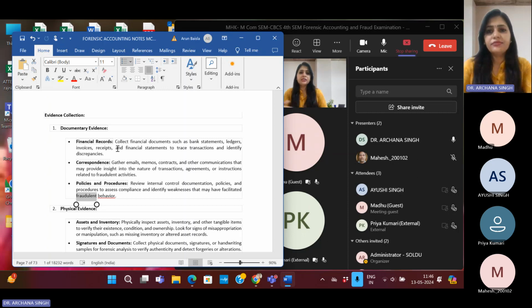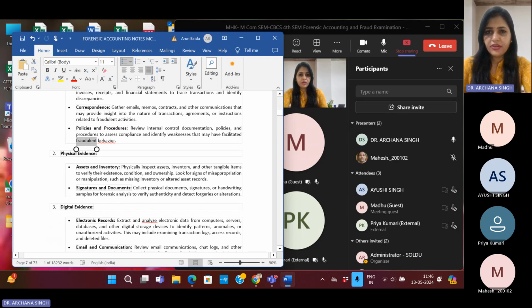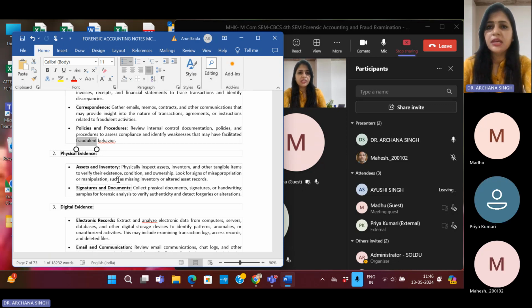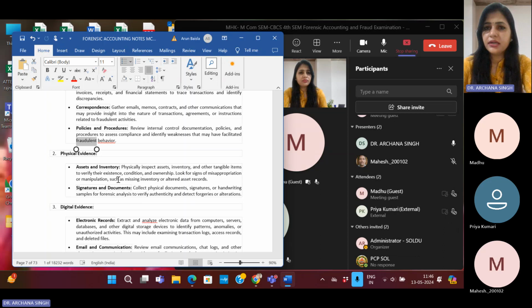Then second is physical evidence. Physical evidence means evidence in the form of assets or inventory, signatures and documents. Assets and inventories physically means assets that you have physically seen, inventory, tangible items that you can see and touch. Intangible means those assets or items that you can't touch and can't see, while tangible assets are those which can be touched and seen.